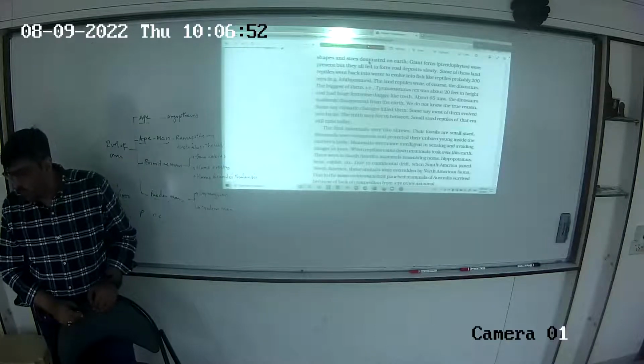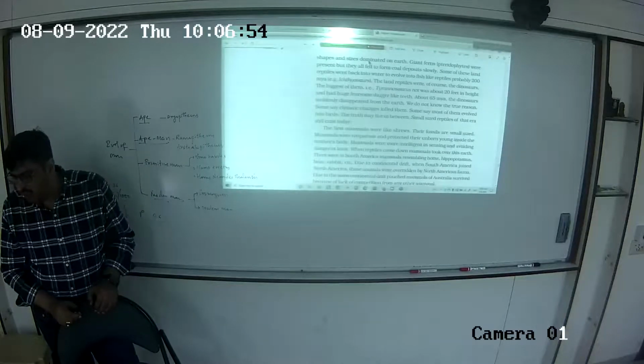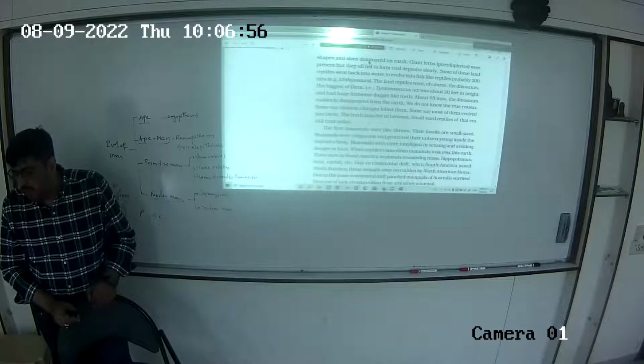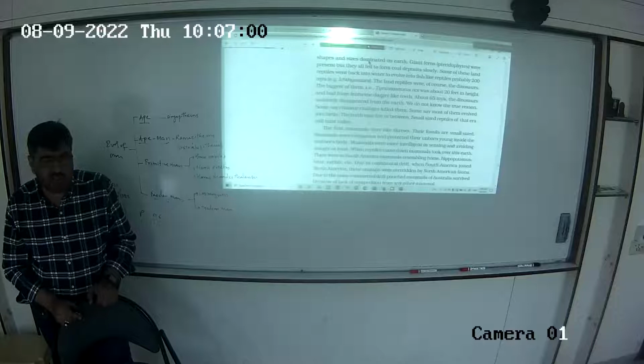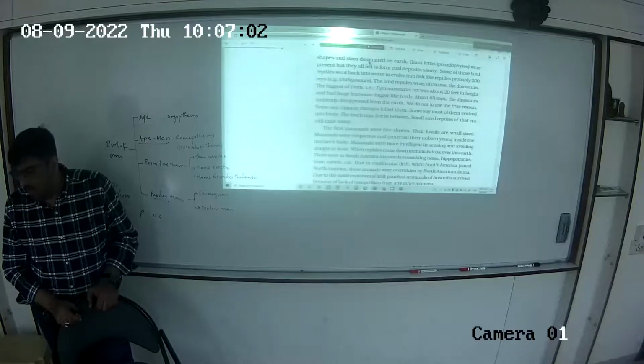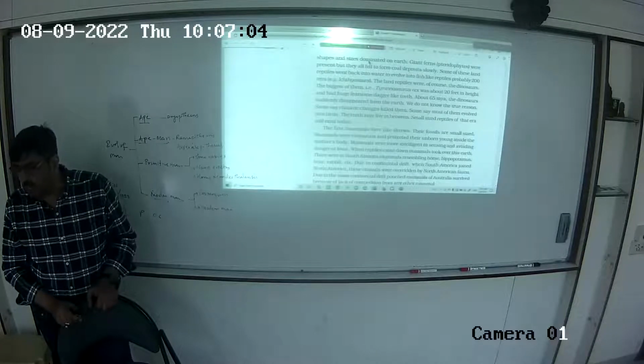The T-Rex was about 20 feet in height, huge, fearsome, with dagger-like teeth. About 65 million years ago, this is a very important step in the timeline, the dinosaurs suddenly disappeared from Earth.